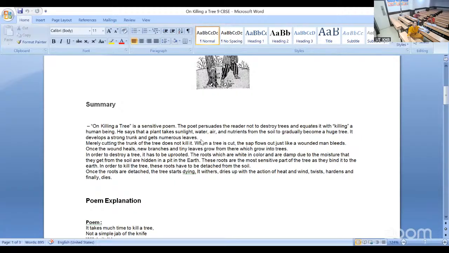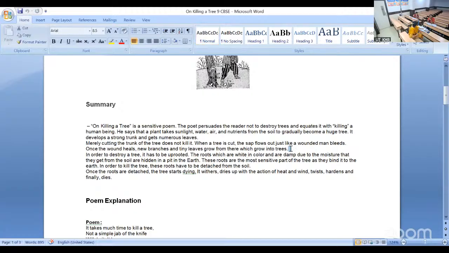Sunlight, water, air, and nutrients from the soil make it gradually become a huge tree. It develops a strong trunk and gets new leaves. Merely cutting the trunk of the tree does not kill it. When a tree is cut, the sap flows out just like a wounded man bleeds. Once the wound heals, new branches and tiny leaves grow from there, which grow into trees.